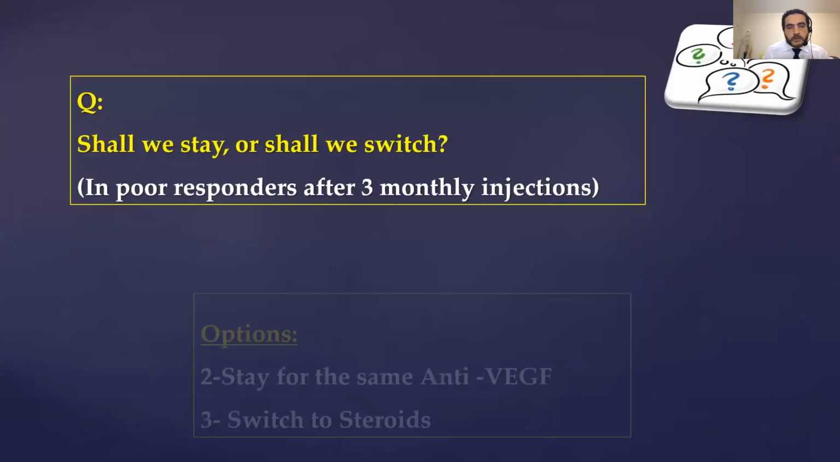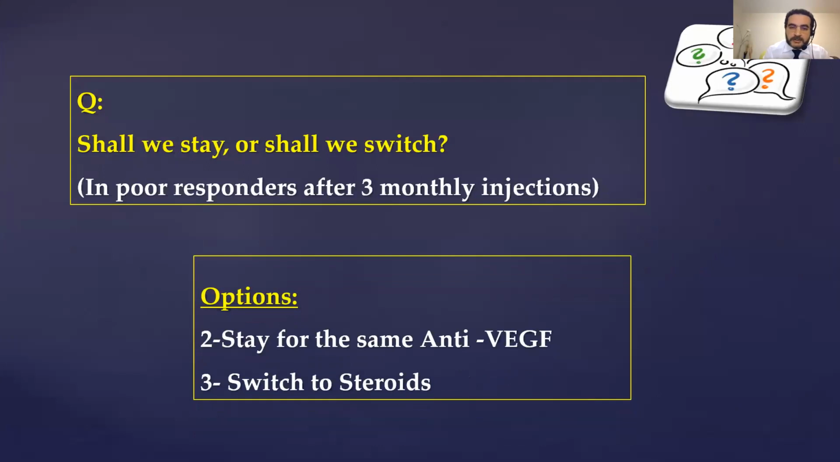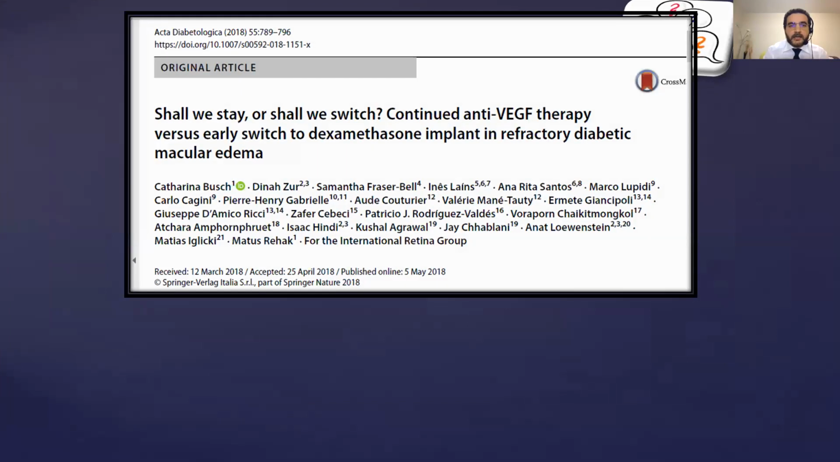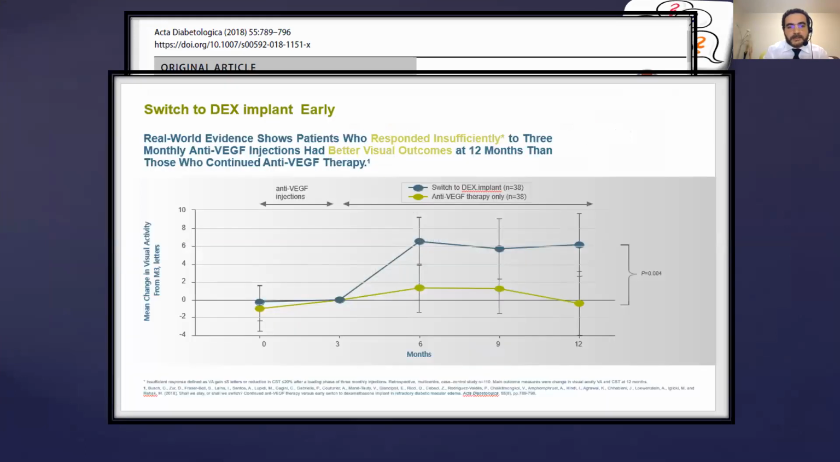The next point is whether to stay on anti-VEGF and give it more chance, or switch to steroid early. There is a nice trial from 2018 that actually answers this question. They compared two arms: after 3 monthly injections, for those who didn't respond well, they switched one arm to dexamethasone implant and continued the same anti-VEGF in the other. You can see how big the difference in visual acuity gain is. Those who switched early to dexamethasone implant or steroid gained a lot of vision compared to those who continued with the same anti-VEGF.